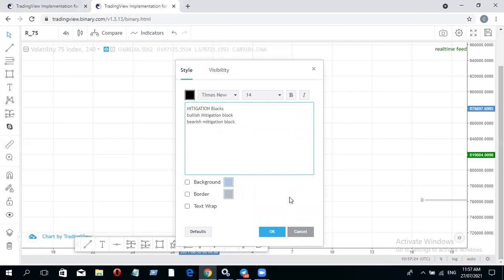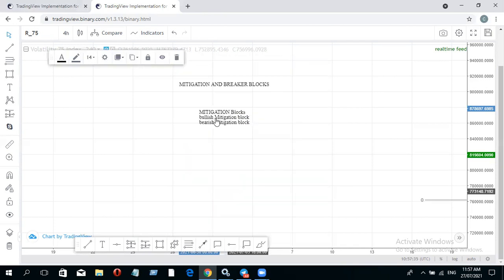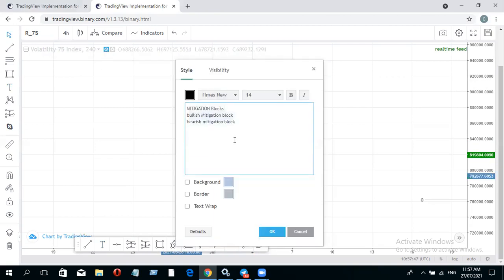Now, what is the relevance of this? These are the kinds of mitigation block that we have, the bullish and the bearish. Now, the bullish mitigation block, let's define it. We want to understand this concept so we can apply it to our trading. The bullish, let's just make it MB, so I won't type more.